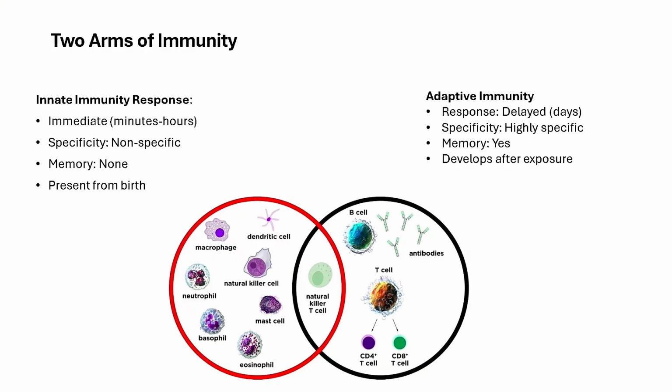So the components of the innate immune system are general immune cells like neutrophils, basophils, macrophages, dendritic cells, natural killer cells, as well as soluble molecules like complement proteins and cytokines.